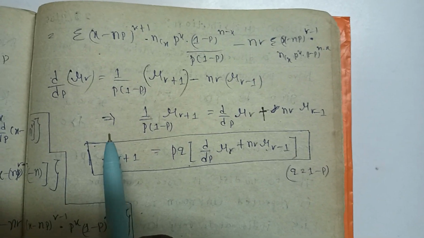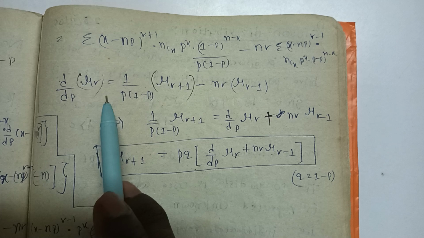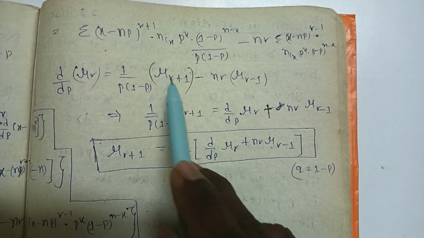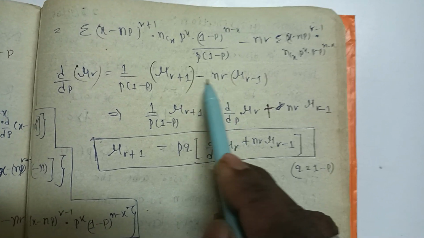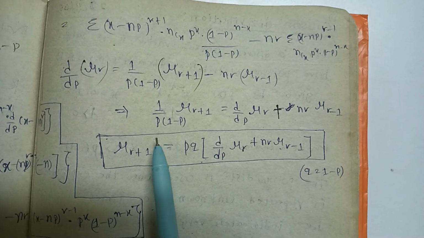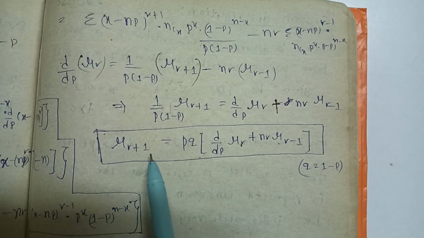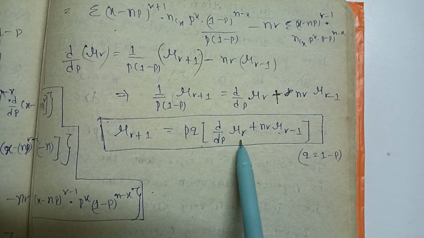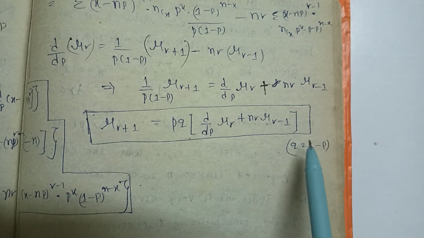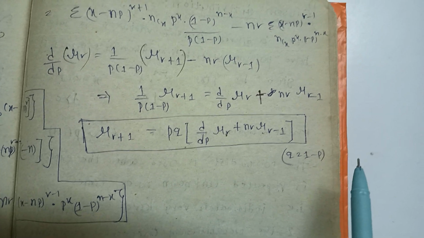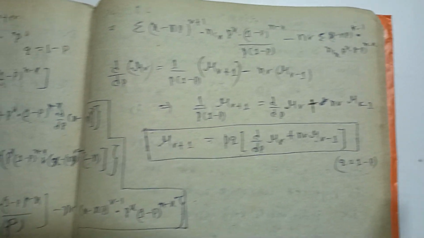is already done. So d by dp of mu r equals 1 divided by p of 1 minus p, into mu r plus 1 minus nr into mu r minus 1. So here we have to derive for mu r plus 1. That implies mu r plus 1 equals pq of d by dp of mu r plus nr into mu r minus 1, where q equals 1 minus p. So this is called the recurrence relation for the binomial distribution.